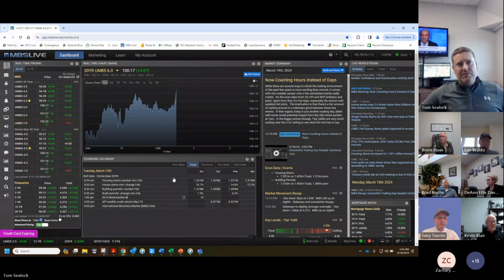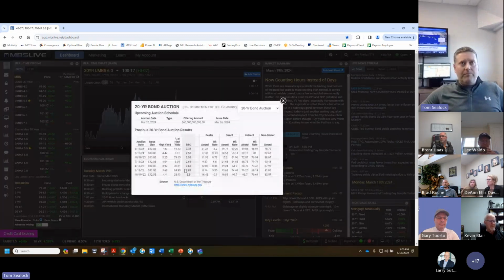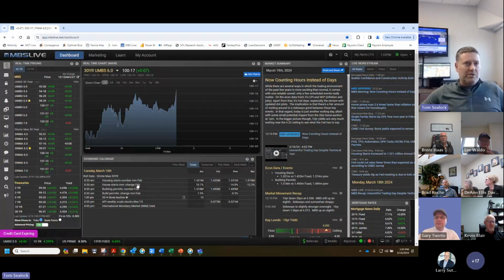Primarily, what I'm using this for is checking out the economic data calendar. They do a good job of putting a little star next to important data. A bunch of data came out this morning, and I didn't even pay attention to the 8:30 data because it's not really market moving. But right now, as we speak, what's going on is this 20-year auction.